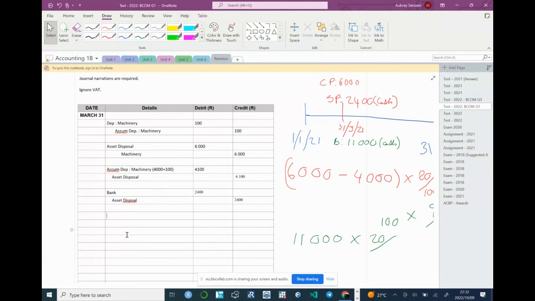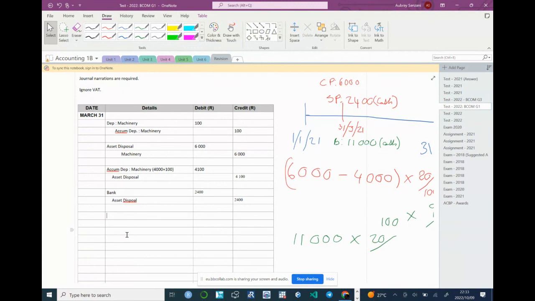Yes, Kate. Profit and loss. Did we make a loss or a profit? Now, at this stage of the game, you guys should be able to immediately recognize, did we make a profit or loss before we do anything? Before writing on a piece of paper, you should be able to see. All right. We sold this for 2.4. What was the carrying value on 31 March at the point of sale?